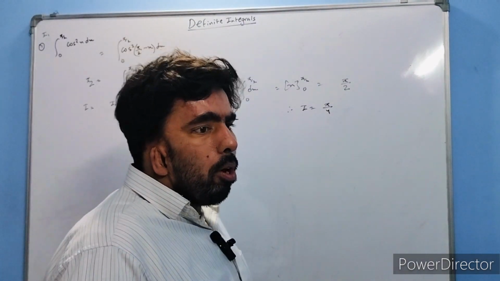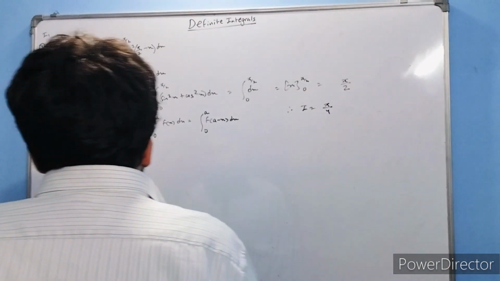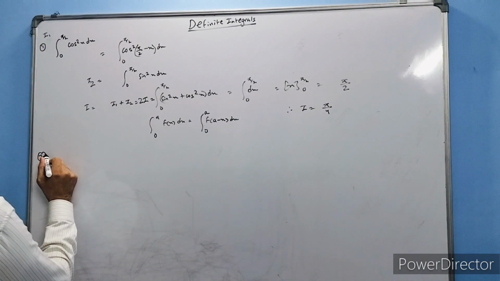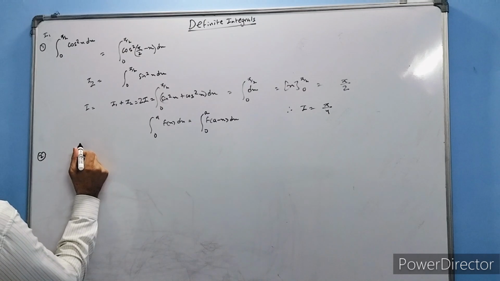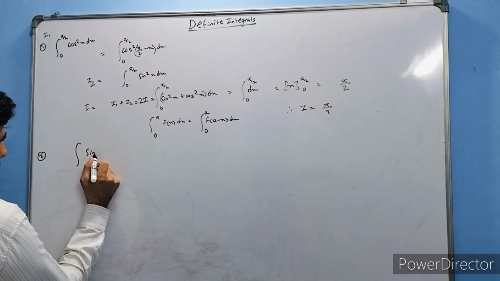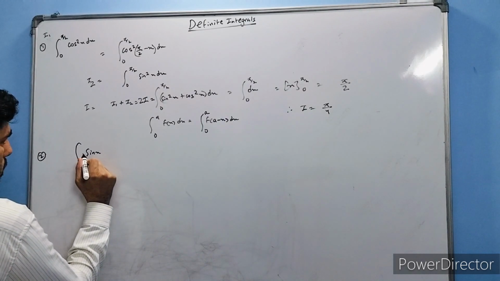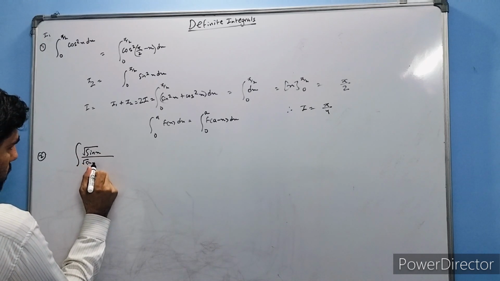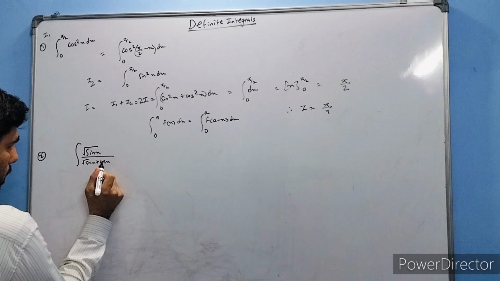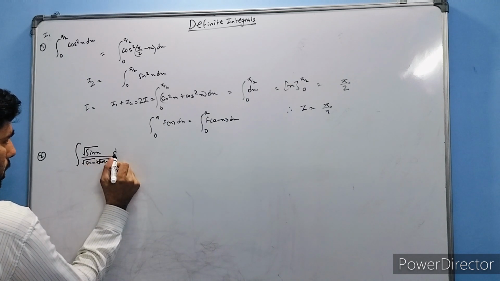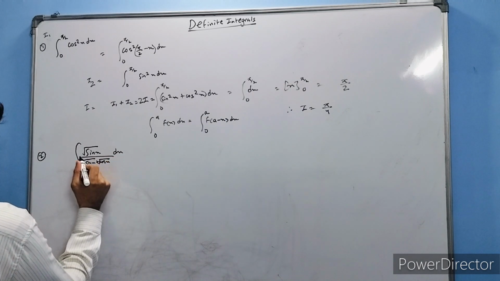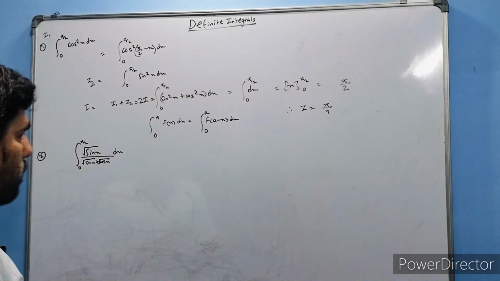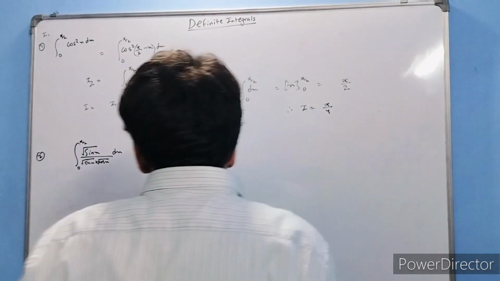Now let us try to solve the second numerical using the properties. The second one I have is the integral of root sin x upon root sin x plus root cos x, dx, with the limit 0 to pi by 2.